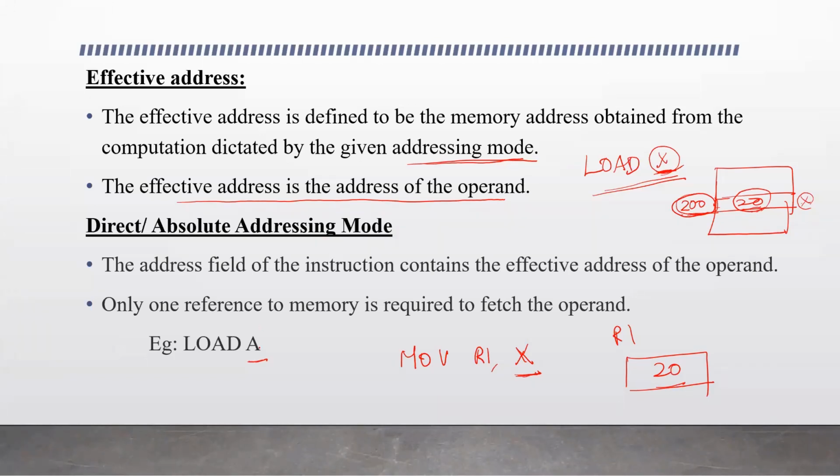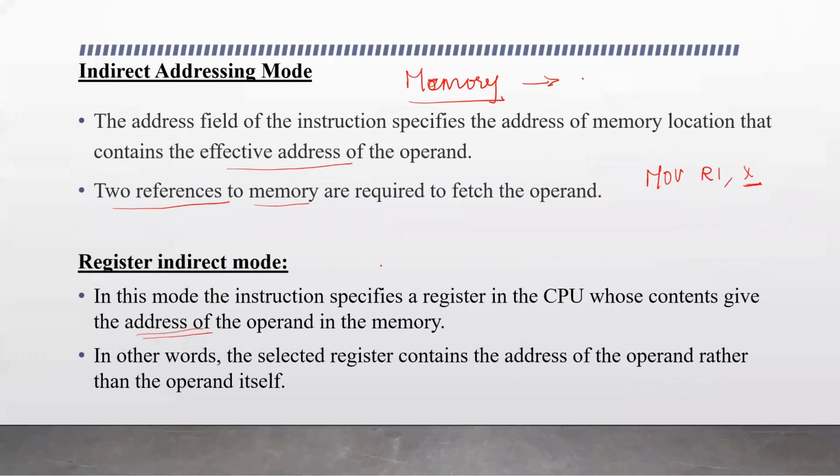In direct mode, the address given in the instruction contains the operand. The location that is given in the instruction will contain the operand. Directly, the operand can be located at the given address. But in indirect addressing mode, we cannot locate the operand in the given address. We need to find the effective address, correct? The address given in the instruction will contain the effective address of the operand. So we need two memory accesses here.